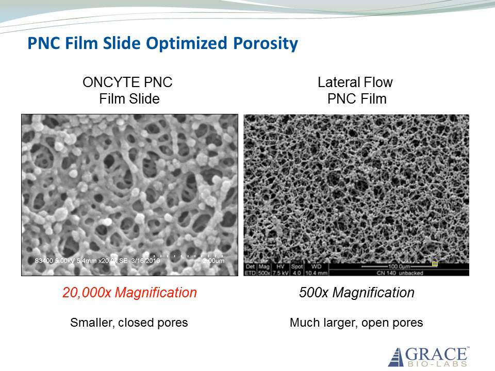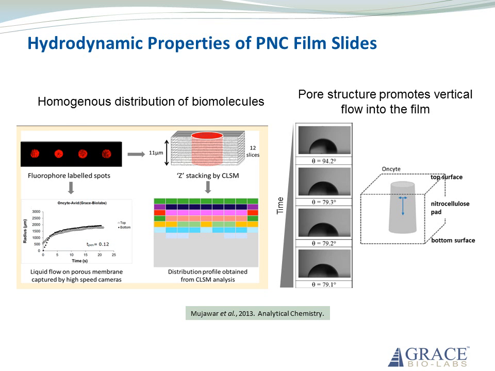In addition, the formulation and pore structure promotes more controlled, uniform wetting, better suited for microarray deposition. The fluid dynamics of ONCYTE PNC was recently modeled by a group in the Netherlands. The data demonstrate the desirable wetting and binding characteristics created by this film's pore structure. The investigators found ONCYTE PNC to distribute spotted protein evenly on the spotted surface and into the film with excellent vertical flow while limiting horizontal flow, perfect for higher density microarrays.